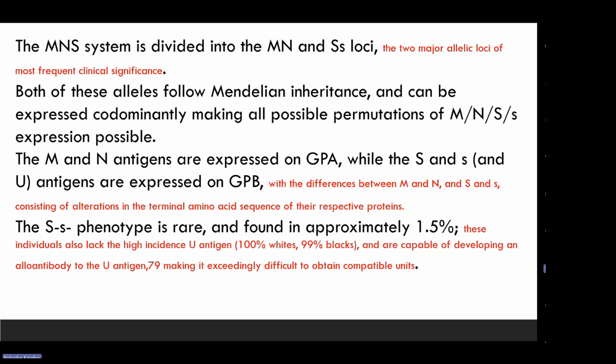The MNS system is divided into the MN and S, big S, small s loci. Both of these alleles follow Mendelian inheritance and can be expressed codominantly, making all possible permutations. As you can see, big M, big N, big S, small s expressions are possible from this antigen. The big M and big N antigens are expressed on glycoprotein A, or GPA, while the big S, small s and U antigens are expressed on GPB. Explanation given in red. The s-negative phenotype is rare and found in approximately 1.5%.